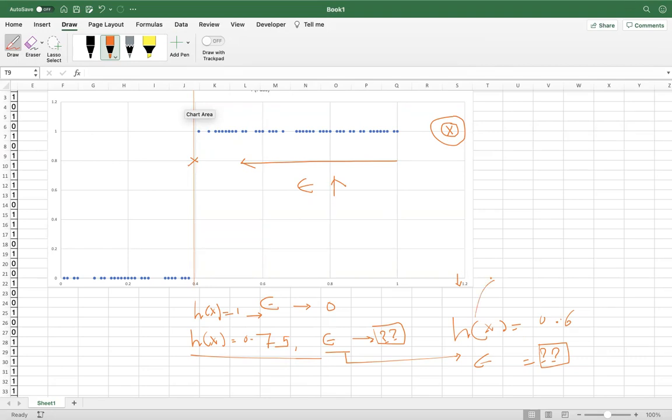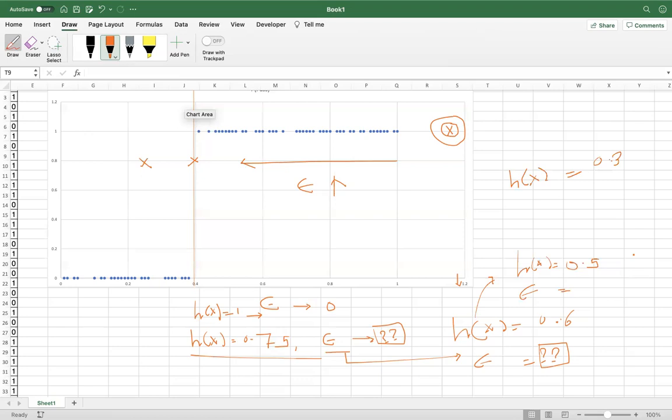My probability, h of x, is 0.5, so 0.5% chance of failing. Then my error, will it increase or decrease? It's increasing. Okay, so let us say my point is here. H of x, which is the probability of passing, now became 0.3, let's say. Okay. What happens to my error?